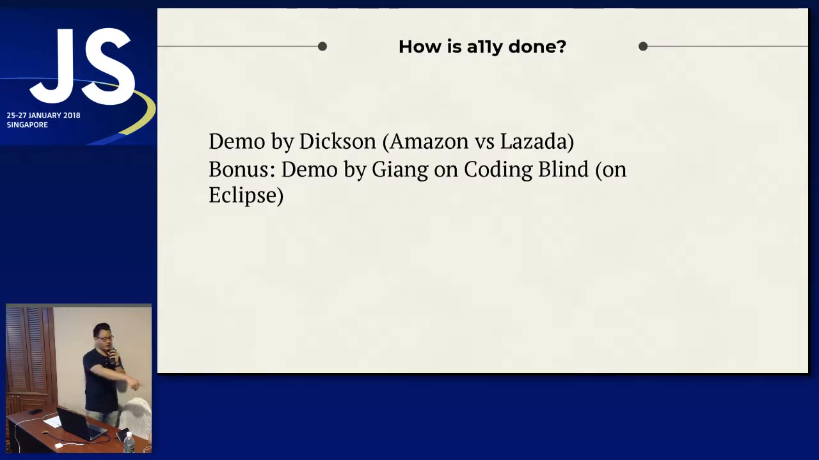I didn't introduce them well enough, but Giang is Grab's first blind coder. Dickson is NUS School of Computing's first visually impaired student. So they've definitely had to jump through a lot of hoops in terms of how their colleagues or schoolmates collaborate so that they can be at the same level. So that's definitely very interesting.